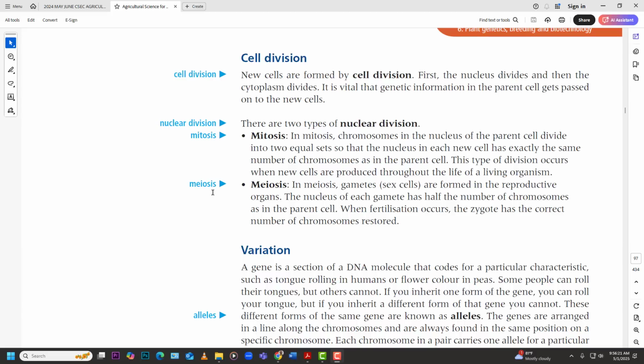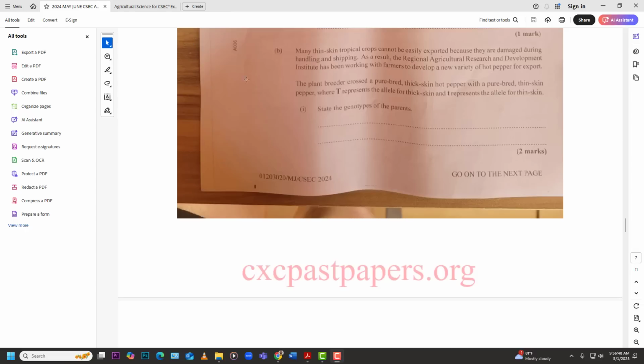So in the reproductive organs, you have what we call meiosis. This is mitosis up here. Down here is meiosis, right? Meiosis. That happens in the reproductive organs.